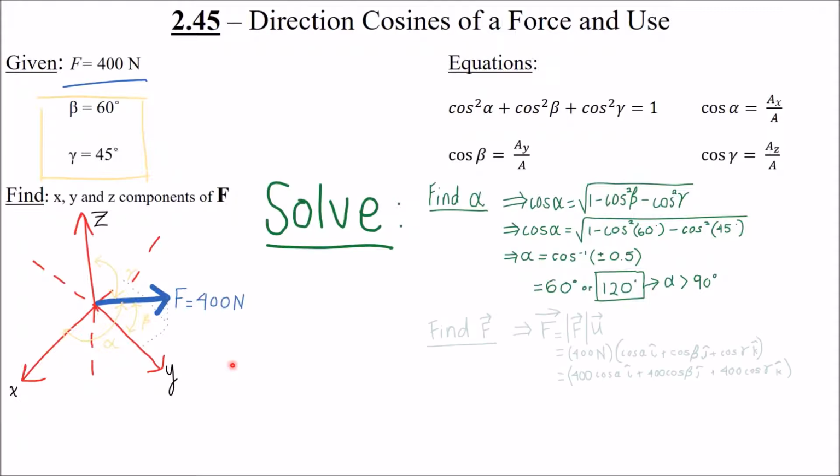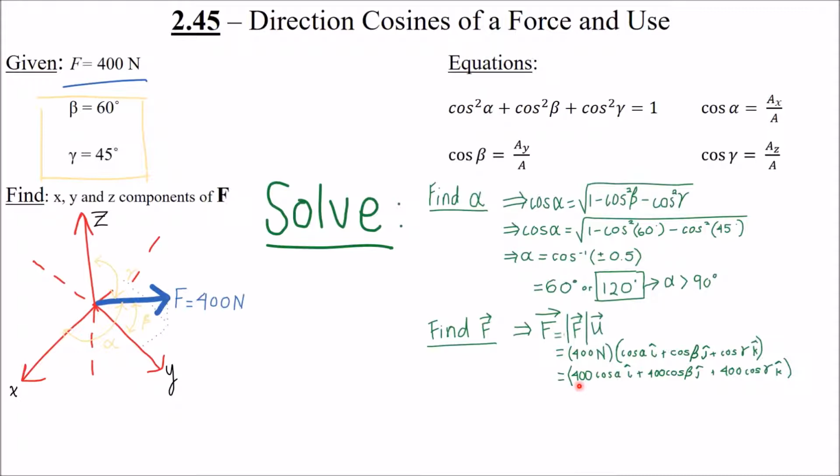So the next step would be to solve for the force vector and the i, j, and k components, which represent the x, y, and z components of the vector. In order to do that, we have to multiply the magnitude of the force vector times the unit vector. When we do that, we get 400 cosine alpha in the i direction, plus 400 cosine beta in the j direction, plus 400 cosine gamma in the k direction.